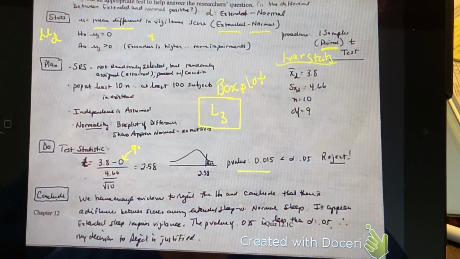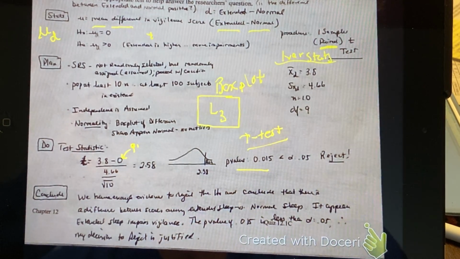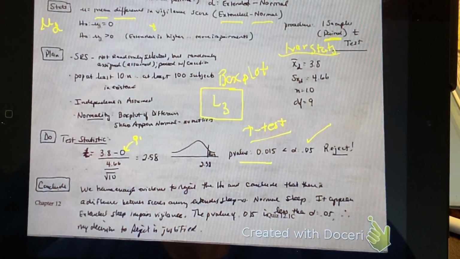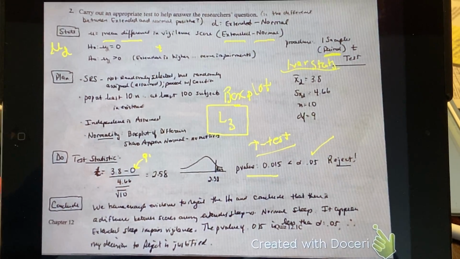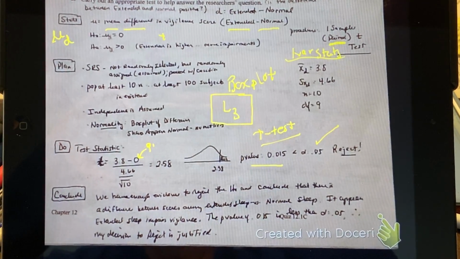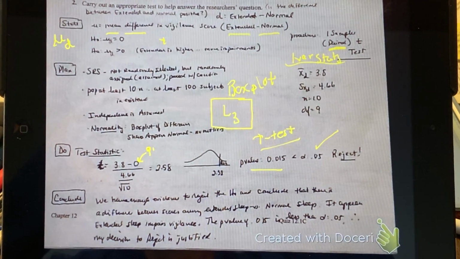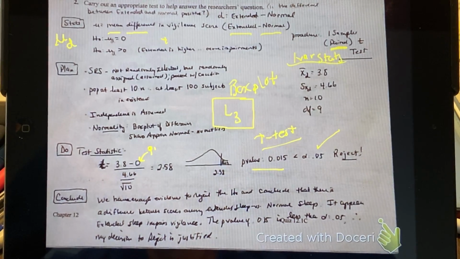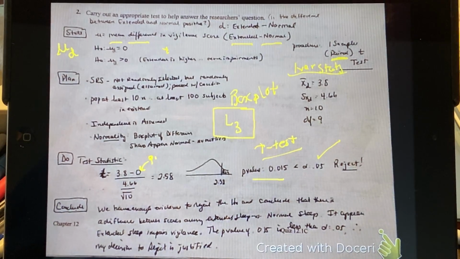Again, this came from T-Test, from the calculator, just like the last problem. It is less than 0.05, reject. We have enough evidence to reject the null, conclude that there is a difference between scores among extended sleep versus normal sleep. So it appears extended sleep does impair vigilance or alertness. So how do I know? P-value of my 0.015 is less than 0.05. So my decision to reject is justified.